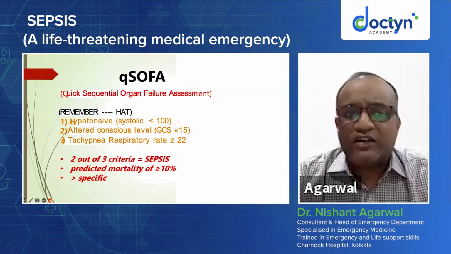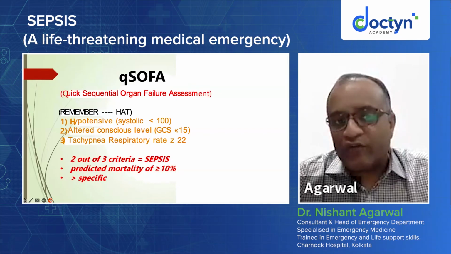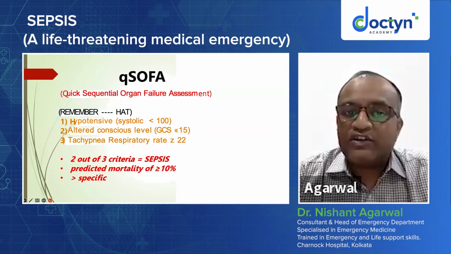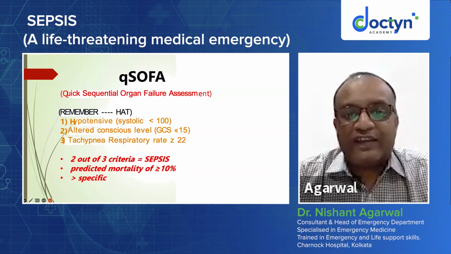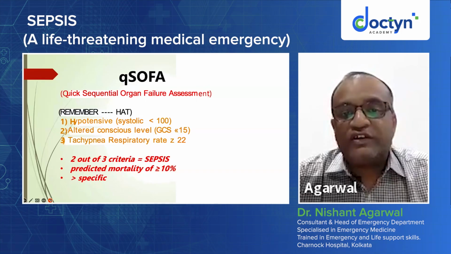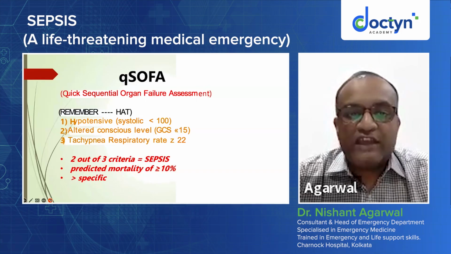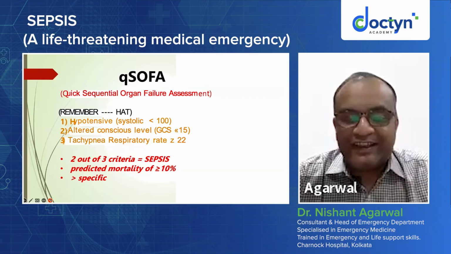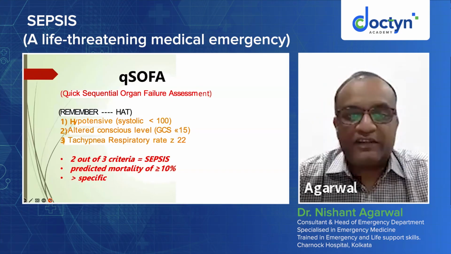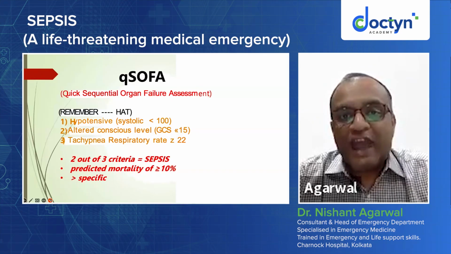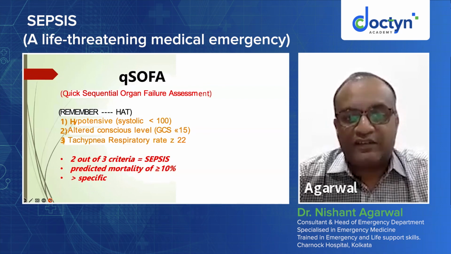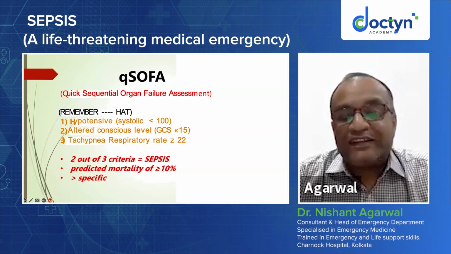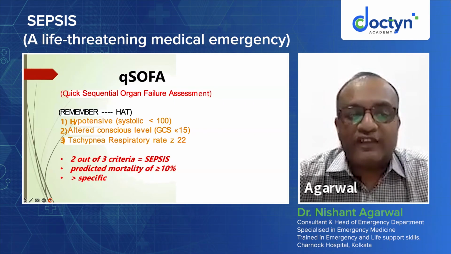So it's a very simple mnemonic. Remember HAT, always on the top of your head. So that is hypotension, systolic blood pressure of less than 100, altered conscious level, that is GCS of less than 15, tachypnea or respiratory rate of more than 22. If 2 out of 3 criteria are present, hypotension, altered mental status, tachypnea, any 2 out of these 3, you can label it, or you can have a provisional diagnosis of sepsis. The predicted mortality in this case is more than 10%, and it is highly specific for diagnosis of sepsis.